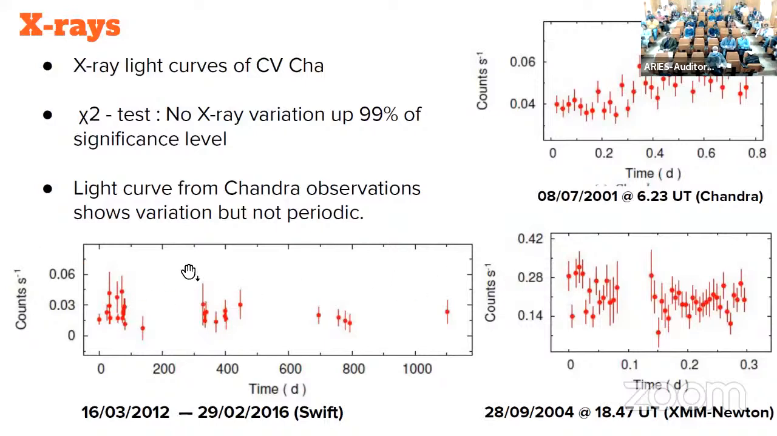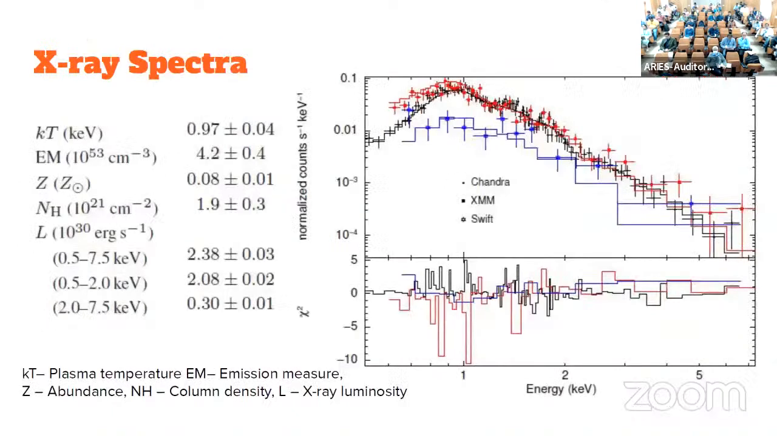So then we started with the X-ray spectra. Here are the X-ray spectra from all three observations. The top one is Chandra, this is XMM-Newton, and the lower one is Swift. As you see, I fitted a thermal plasma model, the astrophysical plasma emission code, where the continuum is given by bremsstrahlung, and on top of that we have line emission taken from the line list.